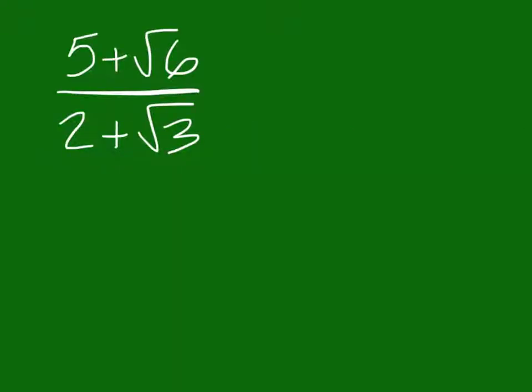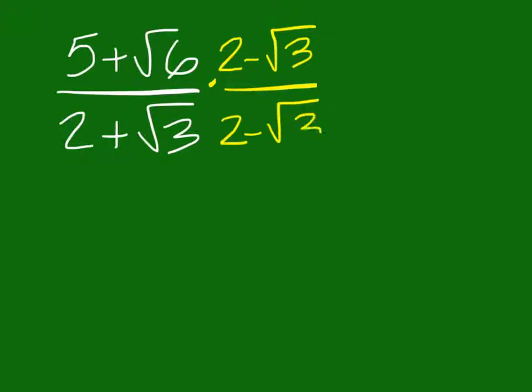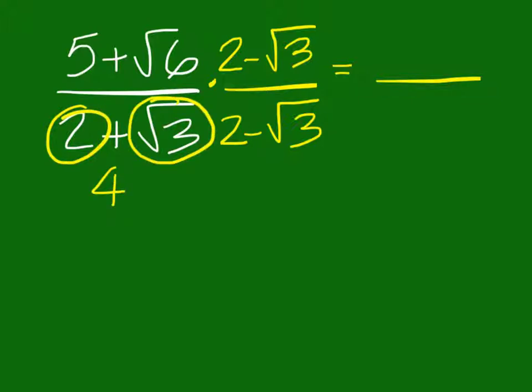Example number 4. On the bottom, you have 2 plus the square root of 3. So let's multiply the top and the bottom by 2 minus the square root of 3. On the bottom, which we will do first, you square this to get a 4, and this squared is 3. You subtract and come up with a 1, which means we're not going to have a denominator in this problem.